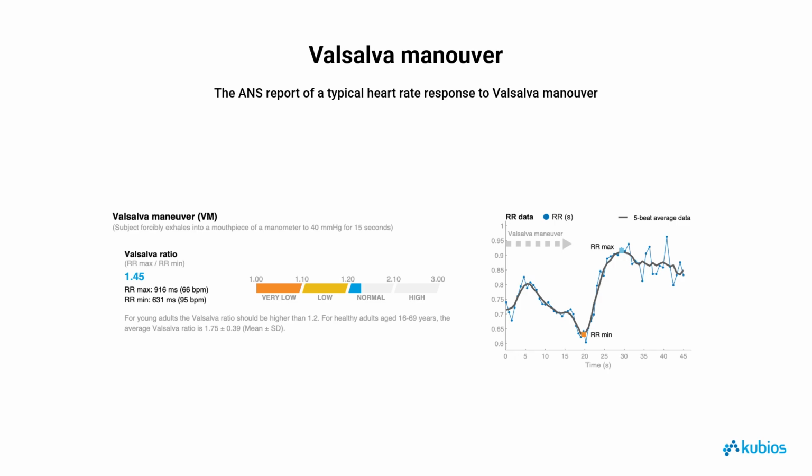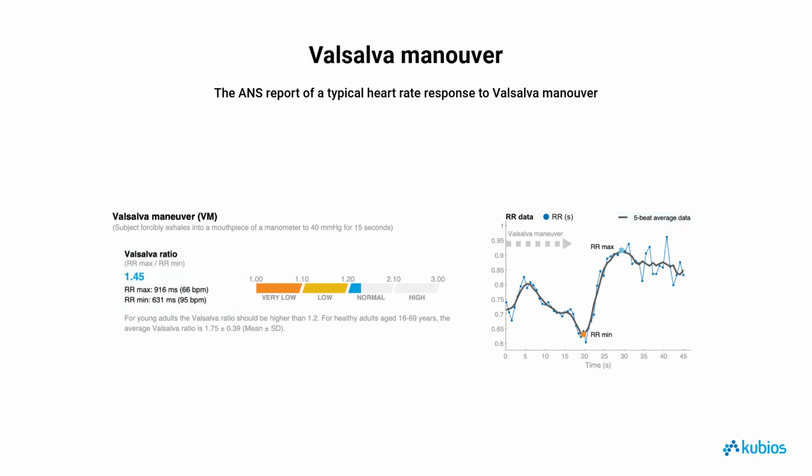On this slide, you can see a typical heart rate response to the Valsalva maneuver. The Valsalva ratio is calculated as the quotient of the longest RR interval, measured within 0 to 30 seconds following the maneuver, and the shortest RR interval, measured during or within 0 to 5 seconds after the maneuver. To improve precision, the ratio is computed using 5 beat average values for both the longest and shortest intervals.